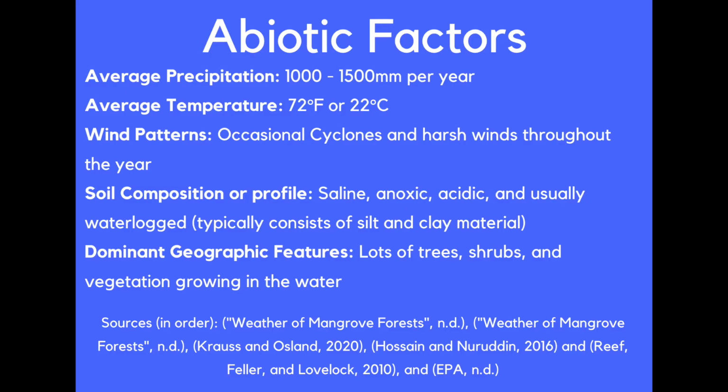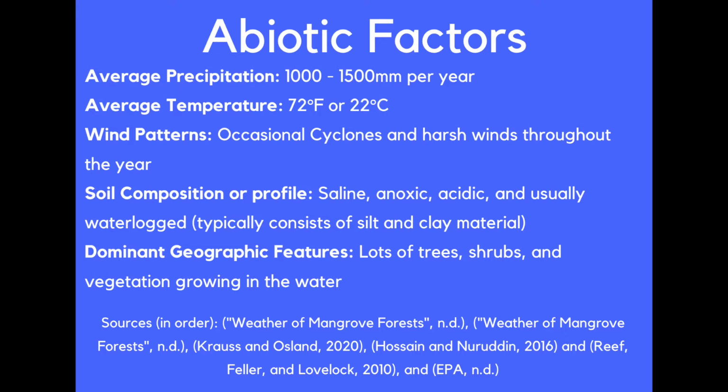Here are the abiotic factors. The average precipitation in a mangrove forest is 1,000 to 1,500 millimeters per year. The average temperature is 72 degrees Fahrenheit or 22 degrees Celsius. Wind patterns include occasional cyclones and harsh winds throughout the year.